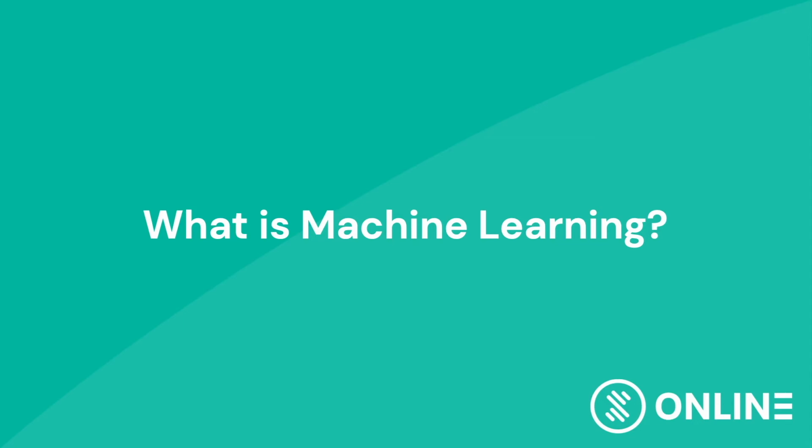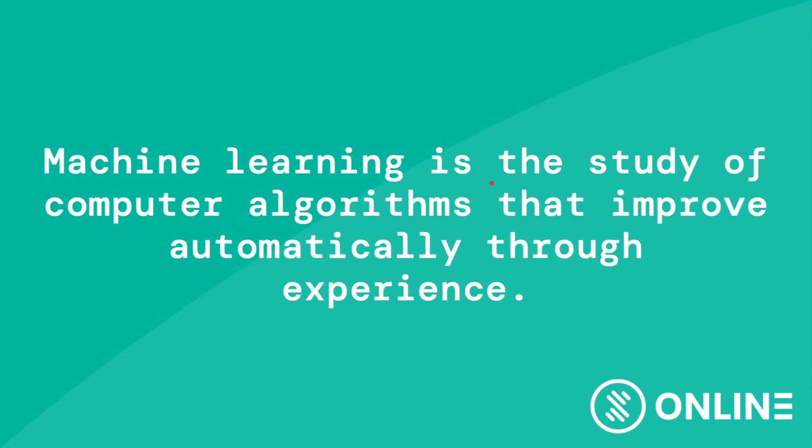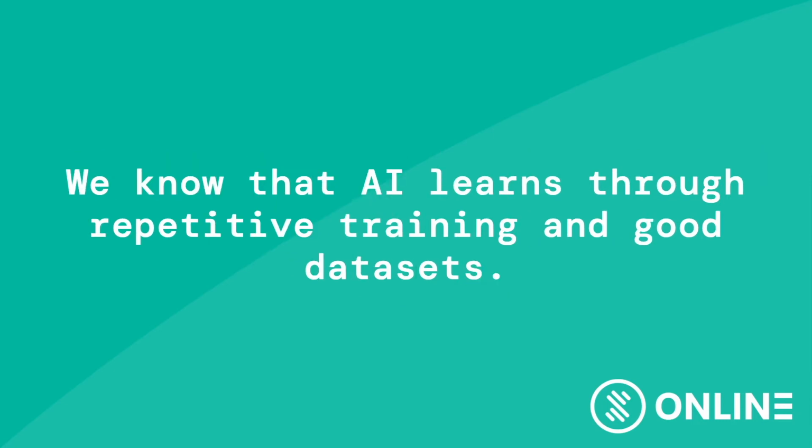So let's talk about machine learning. What is machine learning? Machine learning is the study of computer algorithms that improve automatically through experience. We know that AI learns through repetitive training and good data sets. Like I said, AI is only as good as the data that we give it. So if we give it bad data, it's bad. If we give it good data, it's good. So it has to learn through good data sets and train itself.